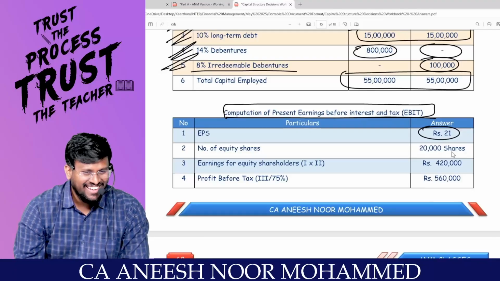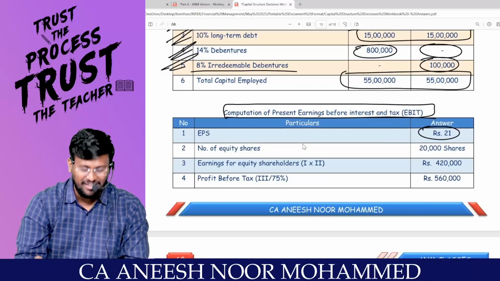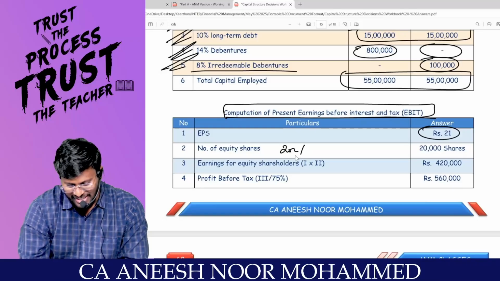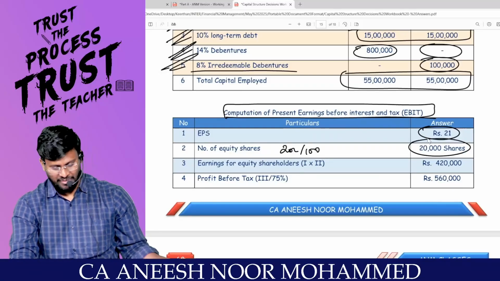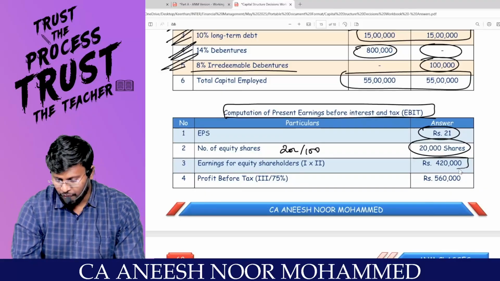20,000? 20 lakhs divided by 20,000. Calculator. What is the earnings available to equity shareholders? 20,000 into 21 is 4 lakh 20,000.